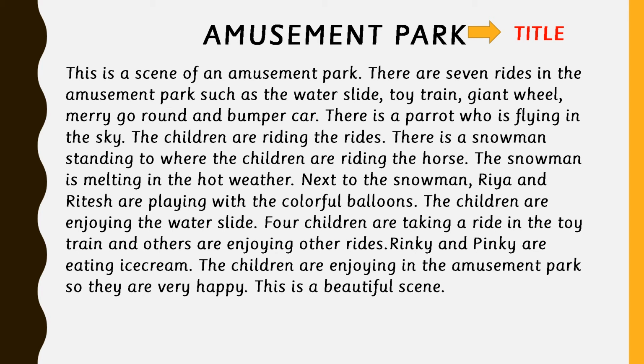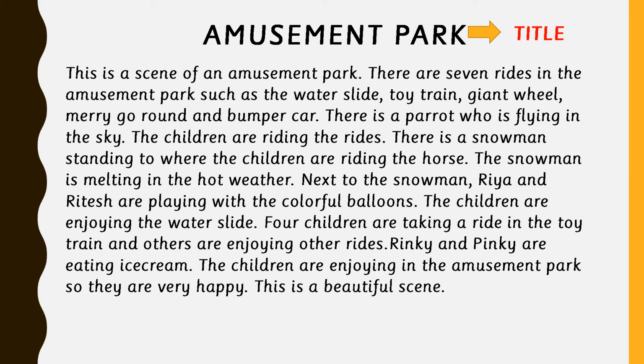There's a parrot who is flying in the sky. The children are riding the rides. There's a snowman standing near where the children are riding the horse. The snowman is melting in the hot weather. Next to the snowman, Riya and Ritesh are playing with the colorful balloons. The children are enjoying the water slide. Four children are taking a ride in the toy train and others are enjoying other rides. Rinky and Pinky are eating ice cream. The children are enjoying in the amusement park, so they are very happy. And this is a beautiful scene.